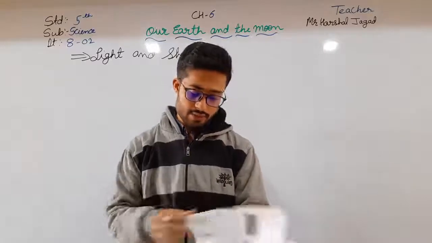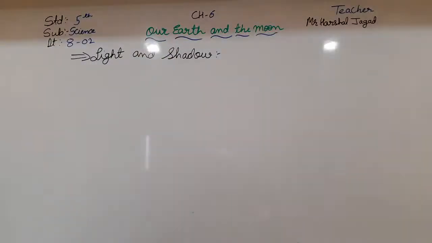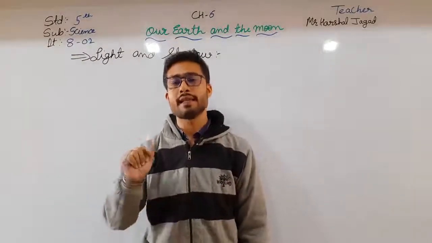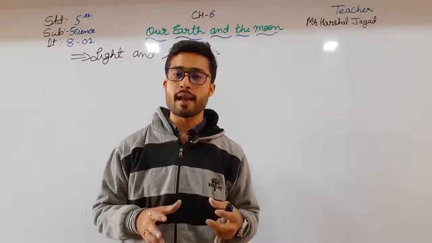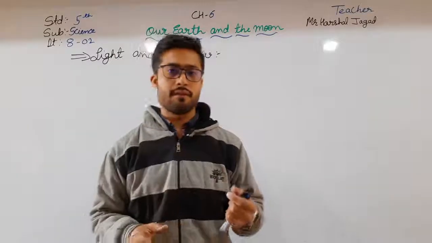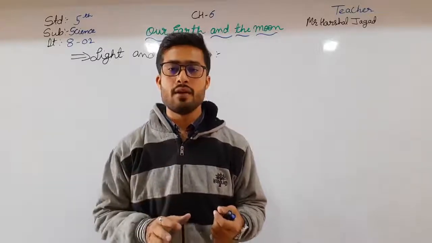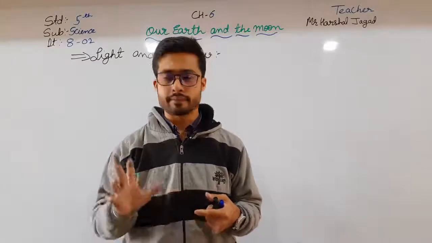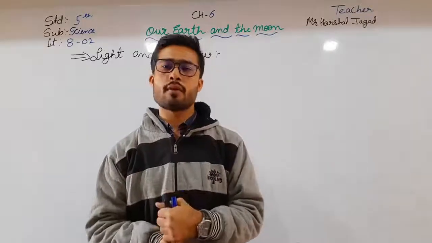But in this video we will talk about the shadow only. We have seen that no planet or natural satellite has its own light. They just reflect the light of the sun. Okay, students, so only the sun has its own light. Any other planet or natural satellite does not have any light of its own. Okay, first of all they talked about what a shadow is.